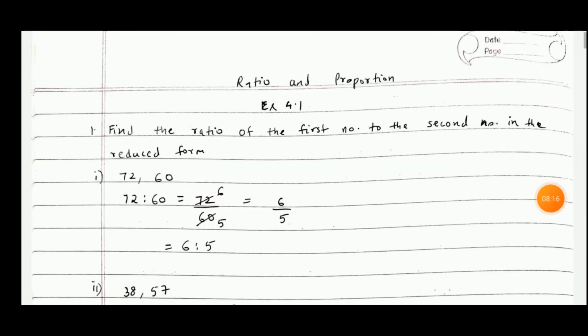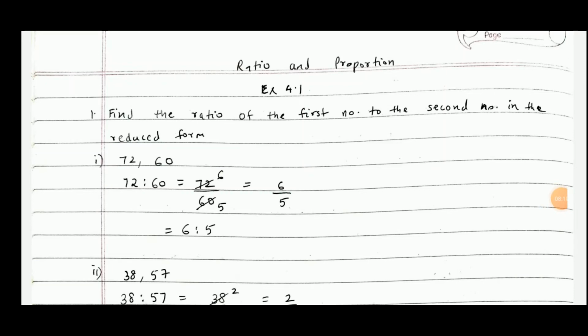Now let us solve the first exercise, 4.1. Find the ratio of the first number to the second one in the reduced form. 72 is to 60. So this is equal to 72 upon 60. The common factor is 12. 12 sixes are 72, 12 fives are 60. So that is equal to 6 is to 5.